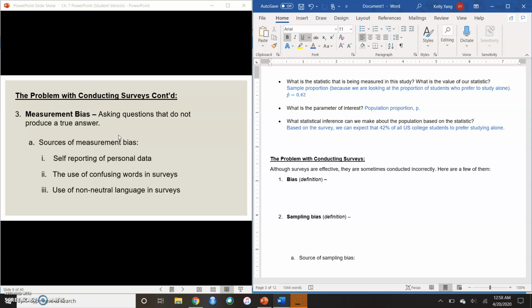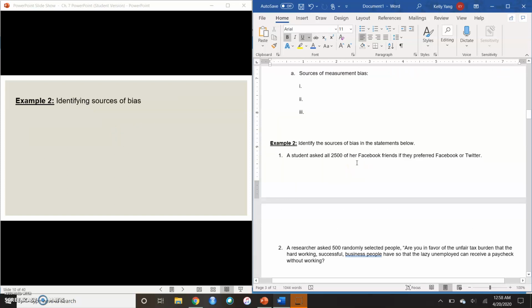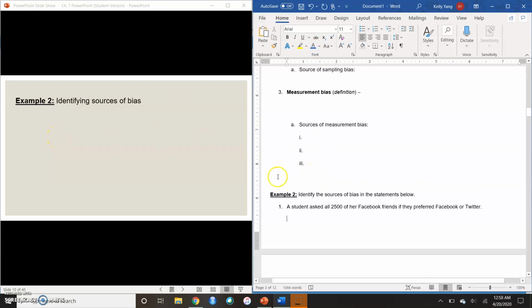Finally, the use of non-neutral language. Using language that is not neutral or has some bias to it will lead to a biased response. And so that's going to be another source of measurement bias. So moving on to example 2. We're going to go ahead and look at these different scenarios and identify the source of bias.